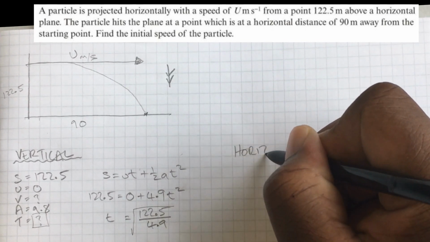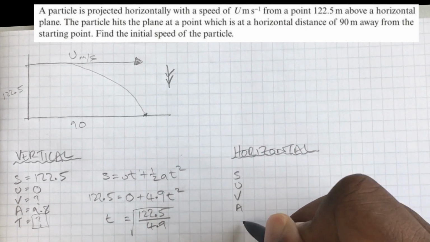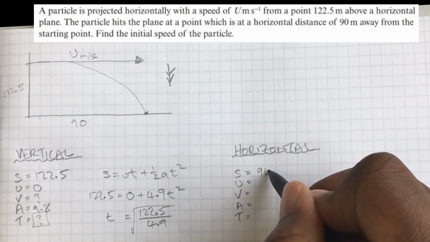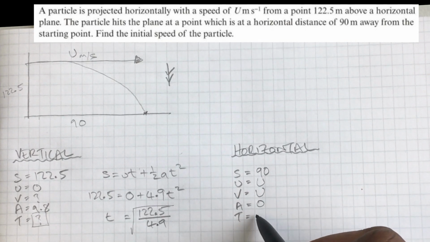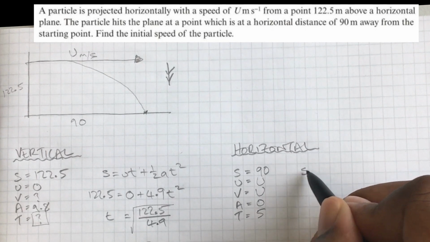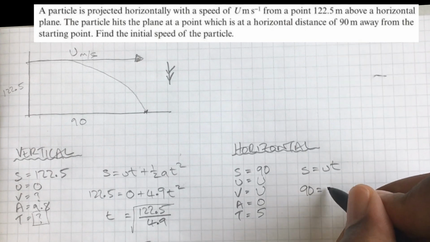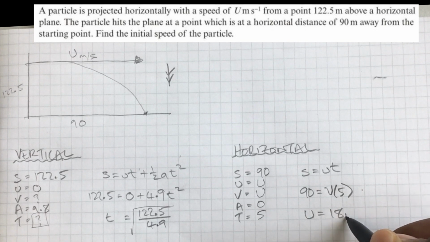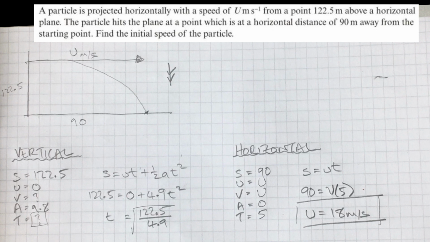Okay, let's move on to the horizontal components. Now that we know the time it takes to hit the ground, we should be able to find this initial horizontal velocity. SUVAT variables, we'll fill in everything we know. Displacement of 90, initial velocity and final velocity are both unknown, U. 0 for the acceleration and time of 5 seconds. And so we'll make use of our usual S equals UT, which we use for horizontal projection. Substituting in our values, we find that the initial velocity must be 18 meters per second.